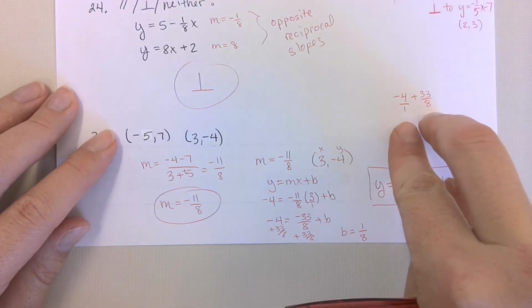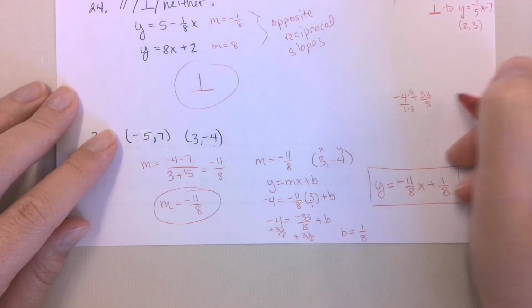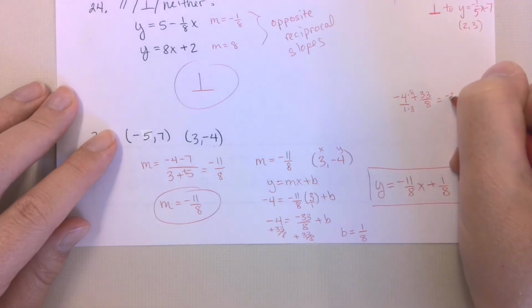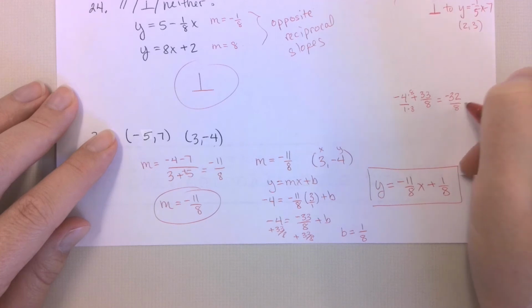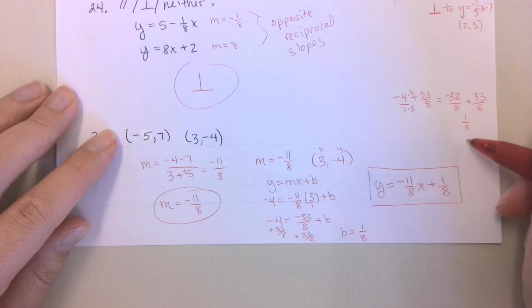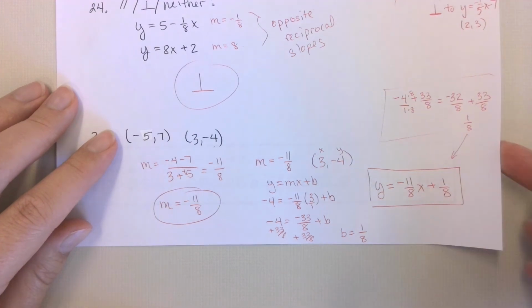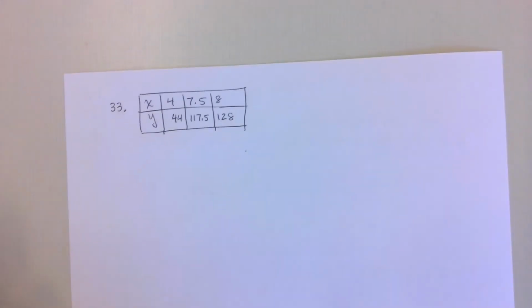To add or subtract, I need a common denominator, so I multiply this by 8 and multiply this by 8. So I really have negative 32/8 plus 33/8, and if I add that together, I get 1/8, and there is my y-intercept. Okay, so that's a little bit of review for you. I have one more problem to go over.